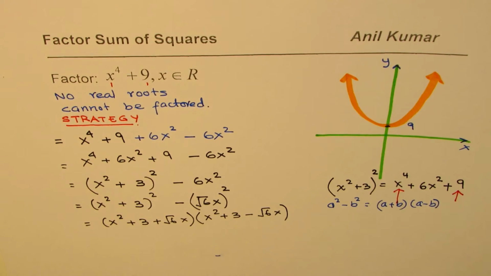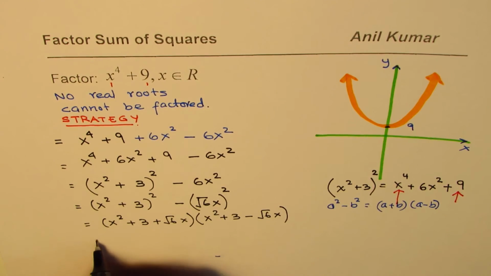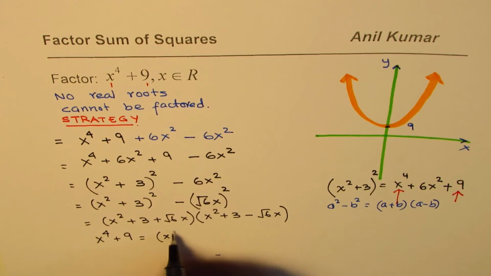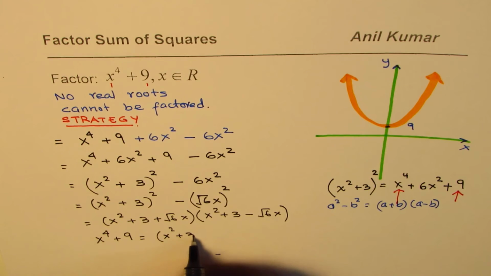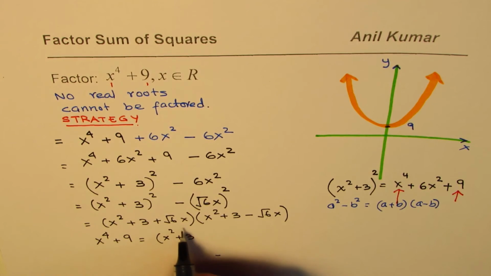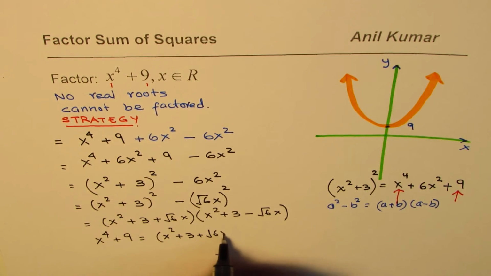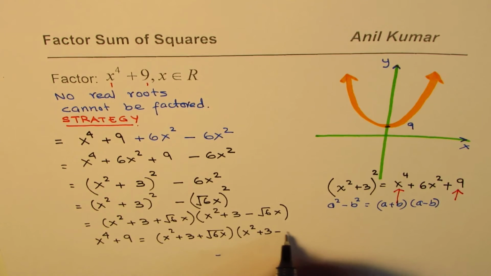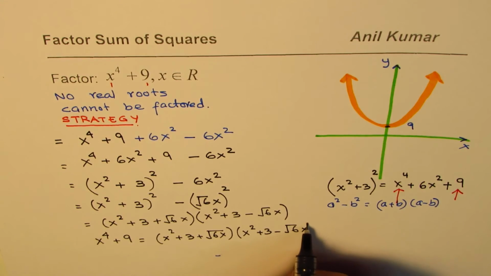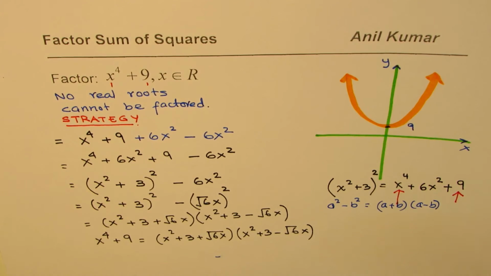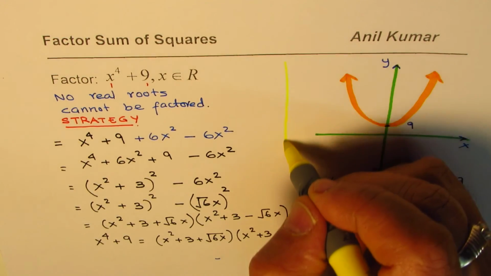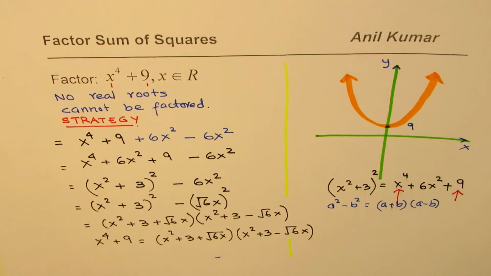So that is how I can factor. Now we are multiplying two factors. Therefore, x to the power of 4 plus 9 could be written in factored form as x squared plus 3, or you can rearrange it, write square root of 6x first, you could do that, and x squared plus 3 minus square root of 6x. Well, some of you will say, we got square root of 6, right? So that is not cool, right?